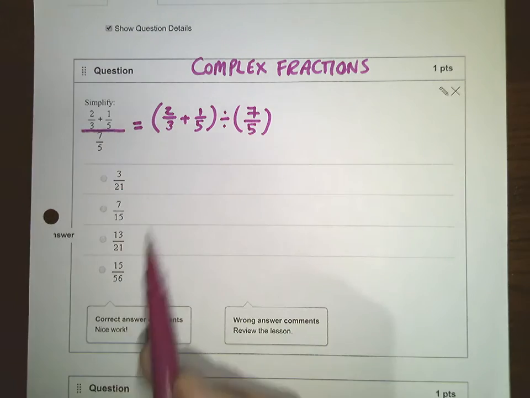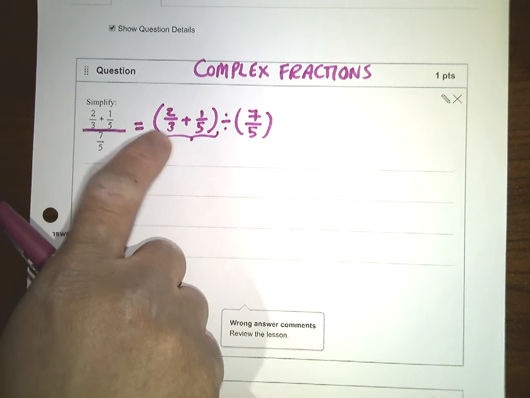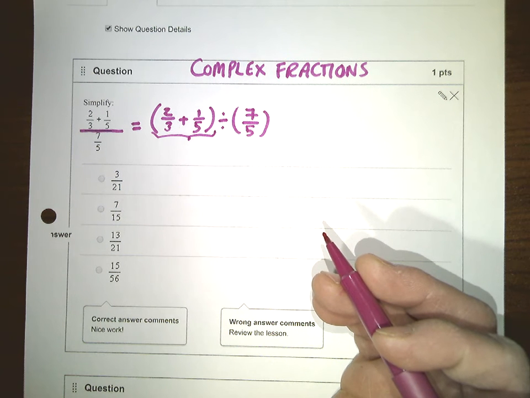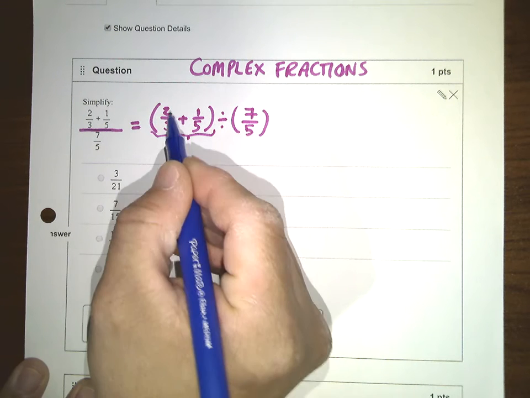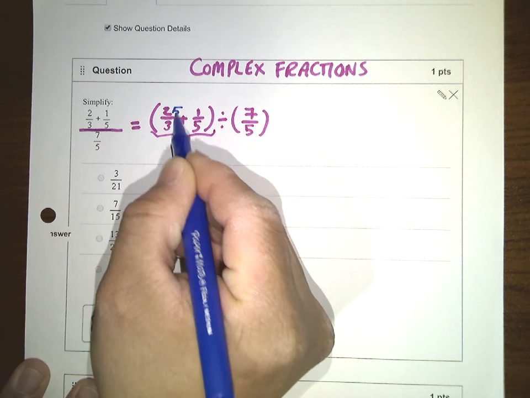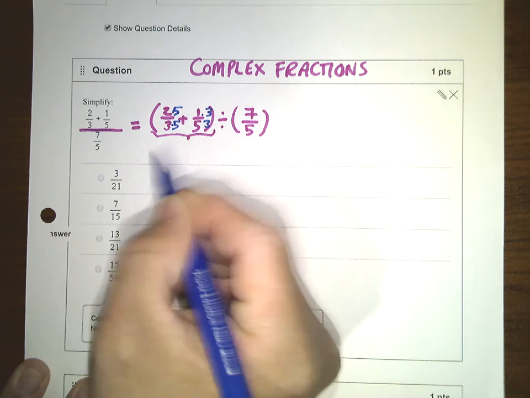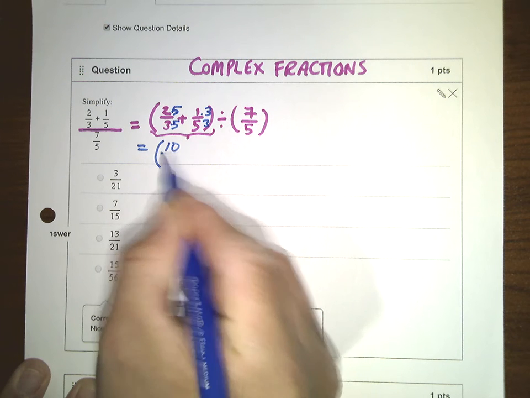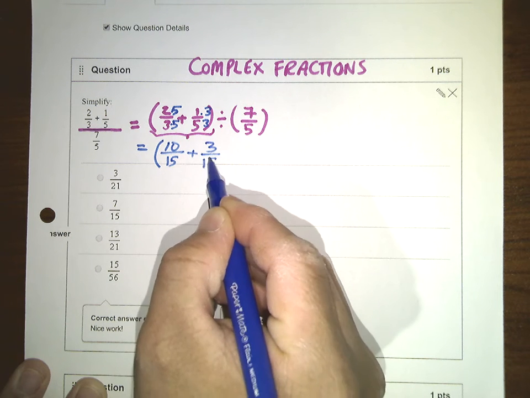Then inside the numerator, or now this first set of parentheses here, I'm going to add 2/3 plus 1/5, and I'm going to do that by finding a common denominator. So that would be 15. I can get that by multiplying the first fraction by 5/5 and the second fraction by 3/3. So I have 2 times 5 is 10, so 10/15 plus 1 times 3 is 3, so 3/15.